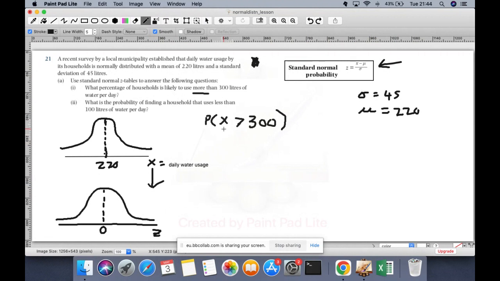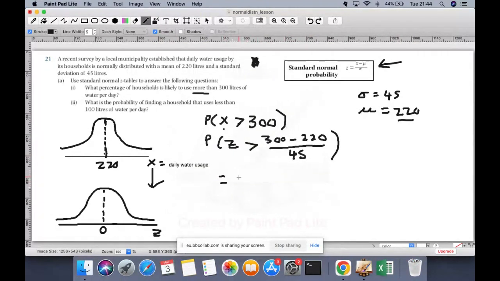Right, so instead of working with x, I'm going to change this. We're going to make it probability of z. But remember, to make an x into a z, we need to take whatever the value is, which in our case is 300. We subtract its mean. If you look at the formula, it's x minus mu. So x minus the mu, which is 220, and then we divide by the standard deviation, which is sigma, which is 45. And this will give us the same probability.